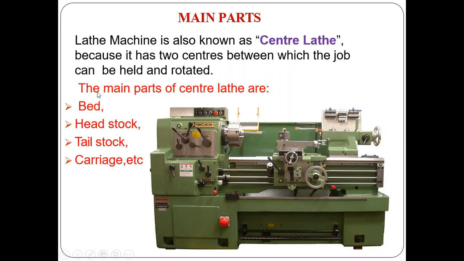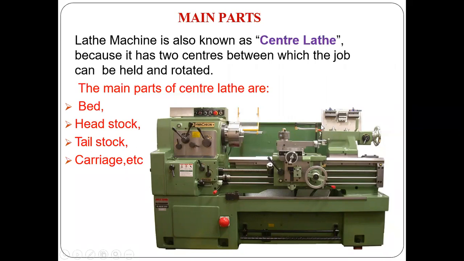Any lathe has four basic important parts. One is the bed, which is the entire bottom portion of the machine on which the whole machine stands. The second part is the headstock, in which you hold the workpiece. The headstock revolves about its axis. Next is the tailstock, opposite to the headstock.